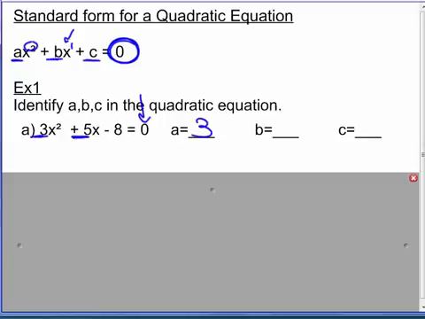So if I look at example 1, A is 3. It's in front of x squared, B is 5, and C is a negative 8.